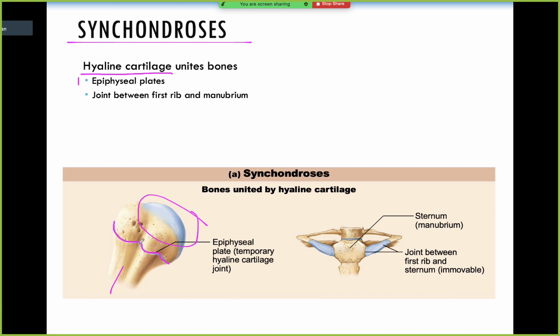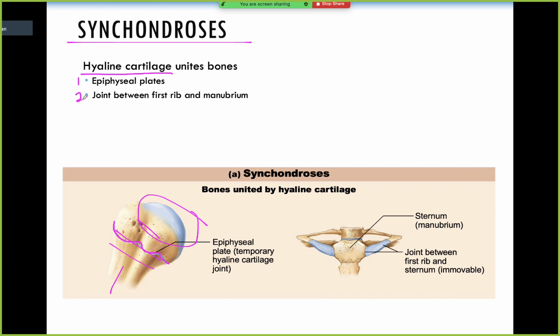This epiphyseal plate is made out of cartilage for the majority of your youth. And once you go through puberty, this epiphyseal plate turns from cartilage to actual bone through a process called ossification. So this epiphyseal plate is called a synchondroses. It is simply bone, cartilage, bone, directly connected together.